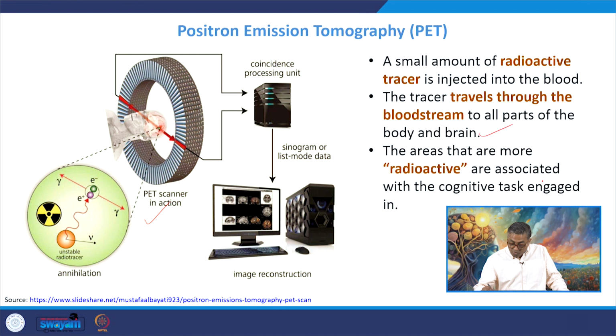The areas that are more radioactive are associated with cognitive task engagement. This is a very established notion: the area which is involved in complicated cognitive tasks tries to engage more and more radioactive substance. As a result, it indicates that these are the sites of human brain processing.